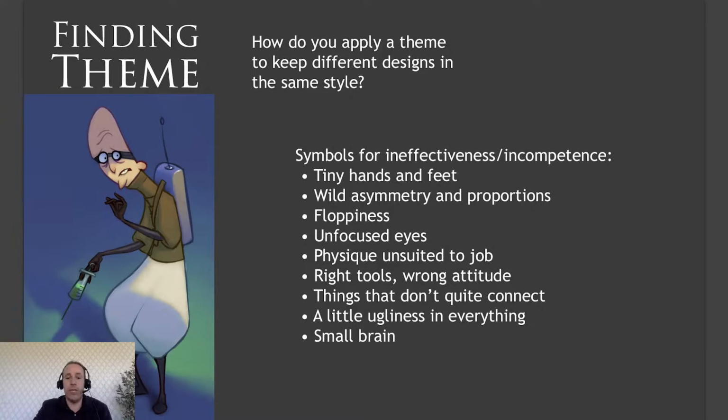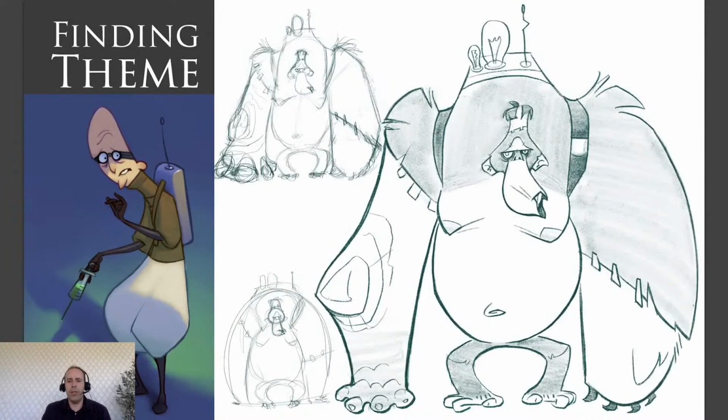We can look at a physique that's unsuited to the job. We can look for things that don't quite connect. Little brain, and you can see that I've pulled in all those elements to push the theme here. Even the decision where I went from these being just some other gorilla's arm, kind of Frankensteined together from another gorilla.